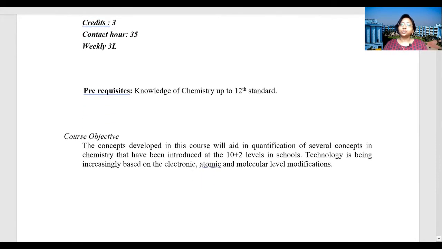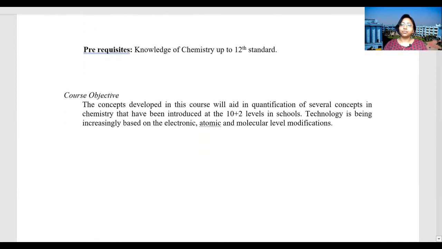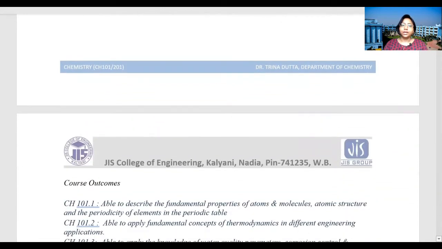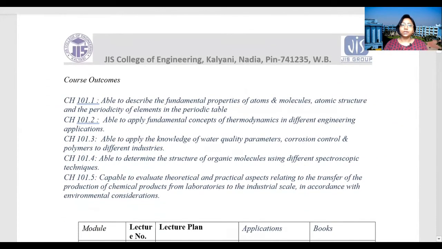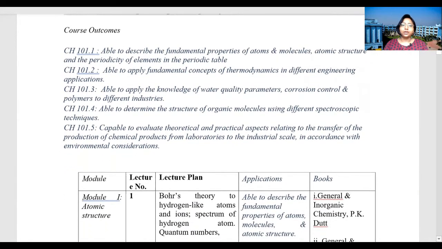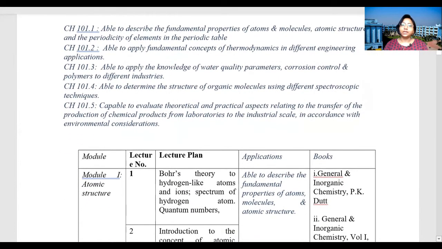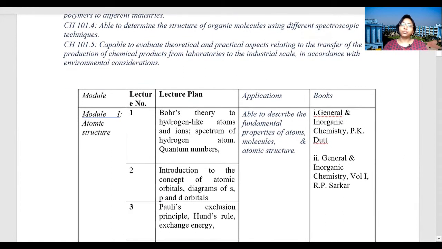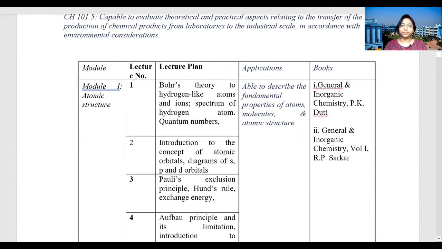About the course objective, the students will learn the different concepts of chemistry from these chapters. And here are the course outcomes: you will learn the organic molecules using different reactions. You will learn different reactions of organic chemistry. And also the lesson plan is given here. In the lecture plan, you will see which topics will be covered on which day.